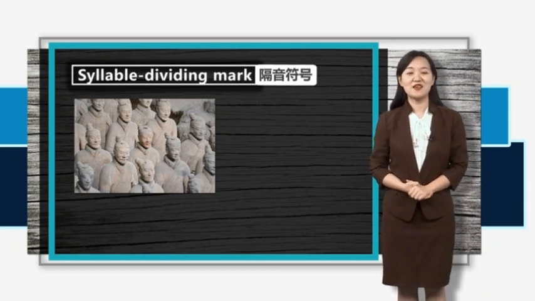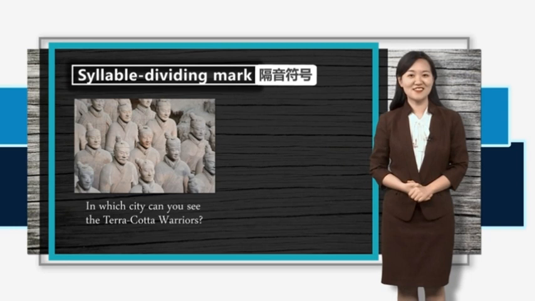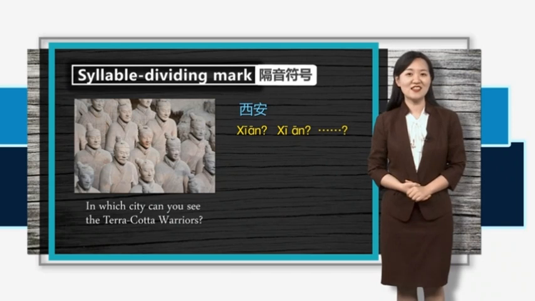Let's look at this picture. Have you ever seen this? That's right. It's terracotta warriors. And do you know in which city you can see the terracotta warriors? Excellent. Xi'an. Can you write down the pinyin of Xi'an?